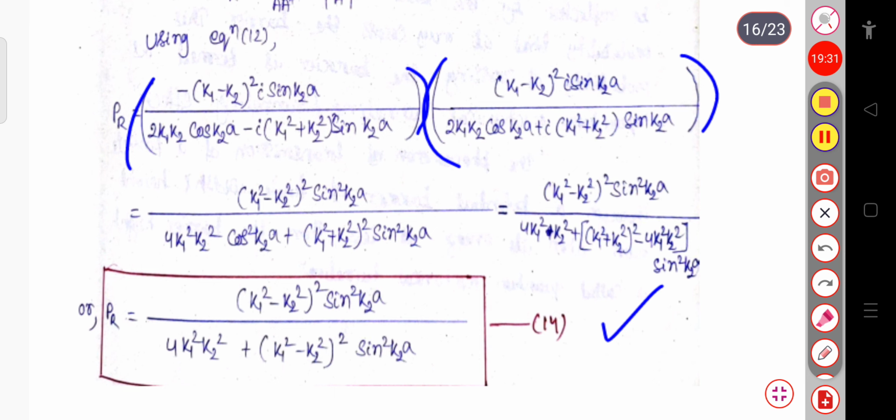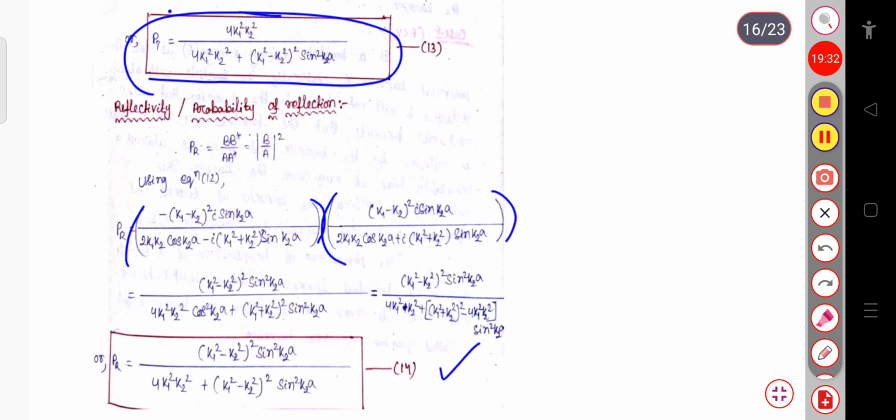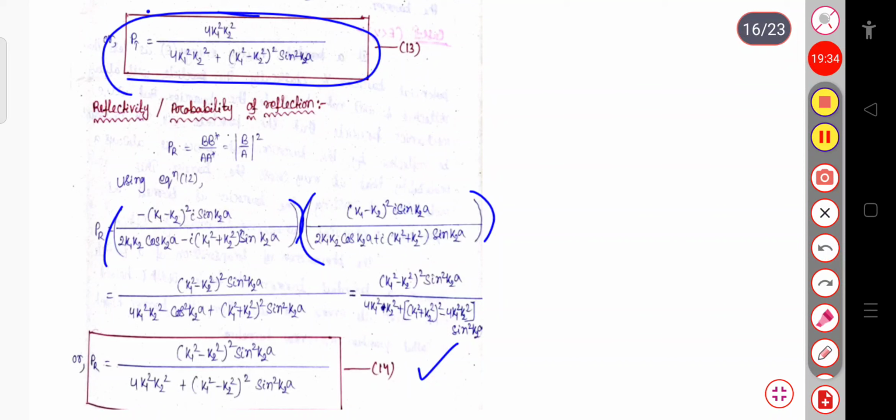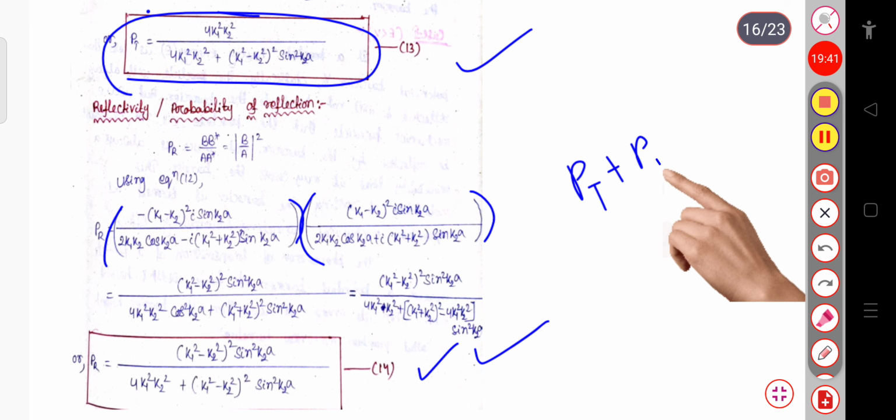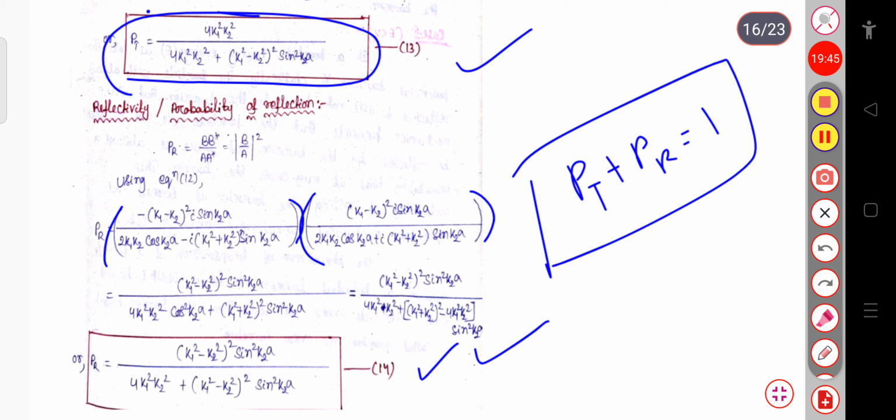So now theoretically, if we add equation 13 and equation 14, you will get the probability of transmission plus the probability of reflection equal to 1. So it means that there is a finite probability of reflection. Here Pt plus Pr equal to 1 means probability of transmission plus probability of reflection is equal to 1, which means there is a finite probability of reflection.